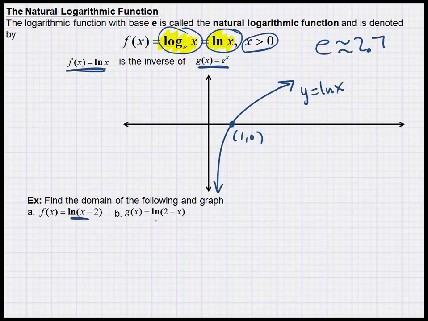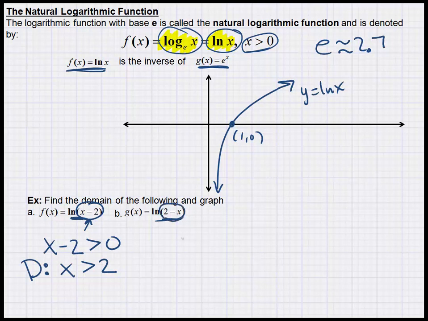So if I ask you one of these two questions and I say find the domain for each of these and graph them. Well, if you think about just the domain first, we'll graph them in a second, the domain is that this thing inside here has to be positive, so x minus 2 has to be greater than 0, which tells me that x has to be greater than 2. This is my domain. If x is bigger than 2, I'll always take the log of a positive value.